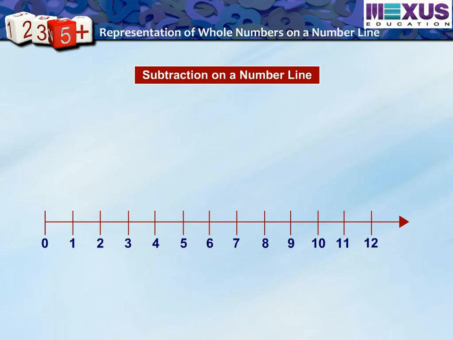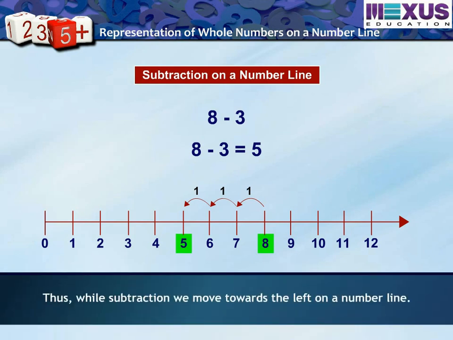Subtraction of two whole numbers can also be done on a number line. Let's see 8 minus 3. Start from 8. Since 3 is to be subtracted, move 3 jumps towards the left. We reach the number 5. So 8 minus 3 is equal to 5. Thus, while subtracting we move towards the left on a number line.